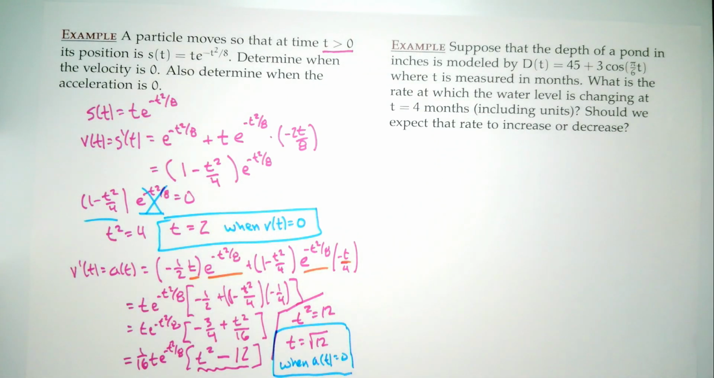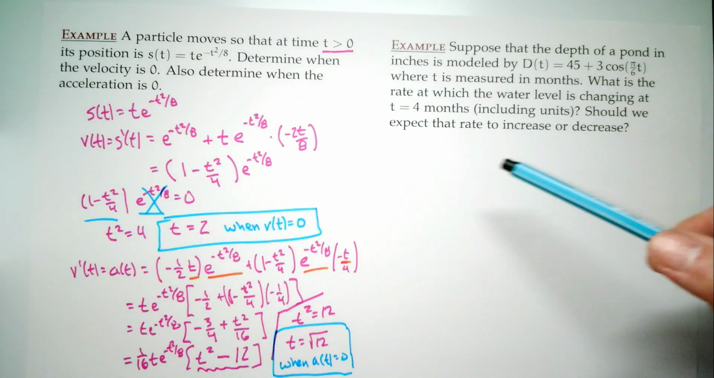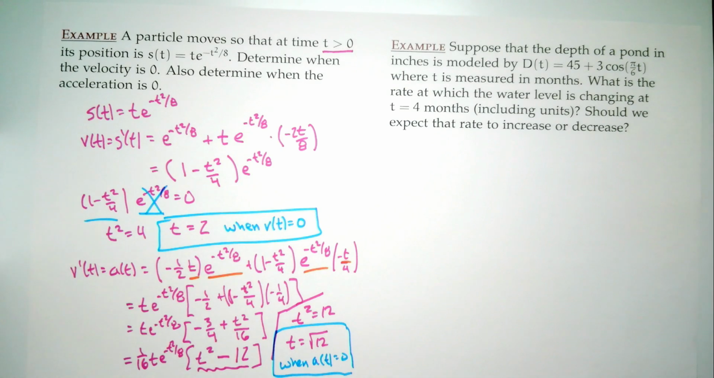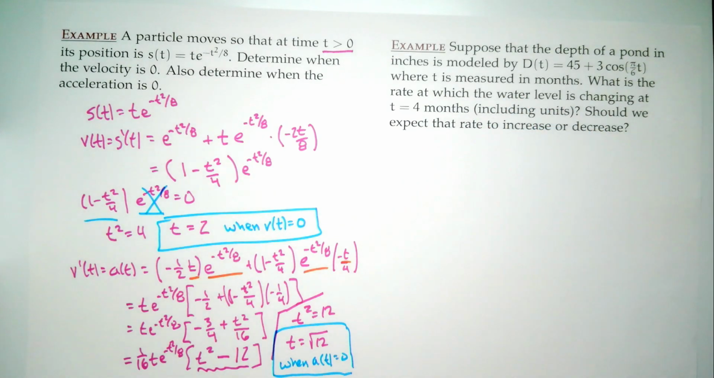Suppose that the depth of a pond in inches is modeled by the following. So d for depth. D as a function of time is 45 plus 3 cosine pi 6t, where t is measured in months. So in particular, the pond might get more shallow as the summer comes to an end, but of course it's going to get deeper in the spring when the rain comes, and all sorts of things cause this to go up and down. So here we have, all right, what is the rate at which the water level is changing at time t equals 4 months, including units?